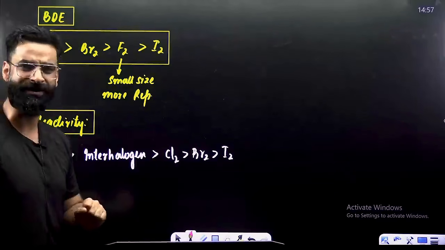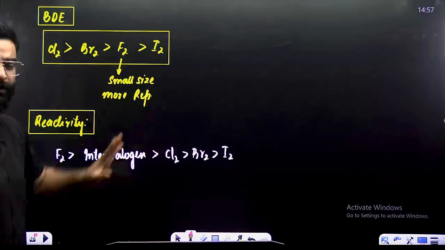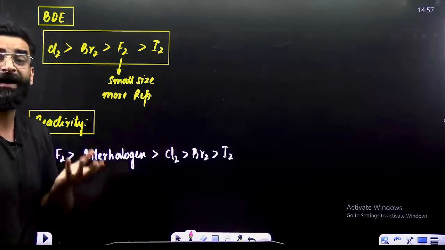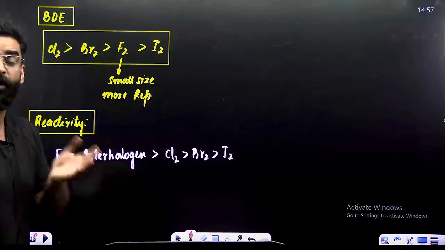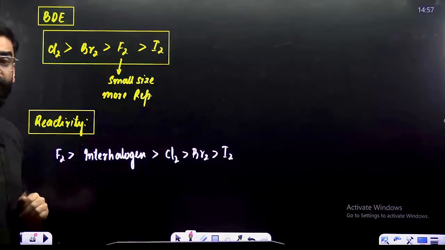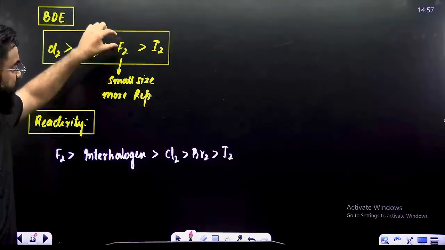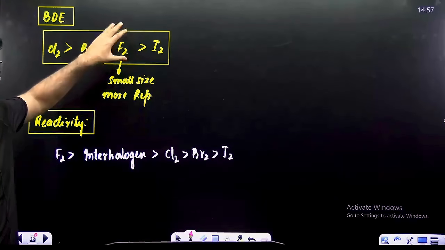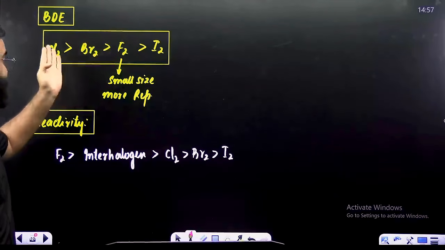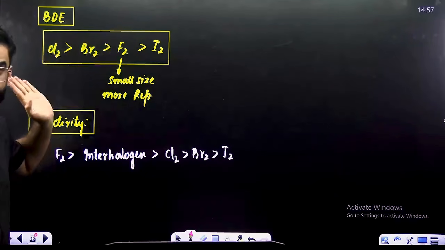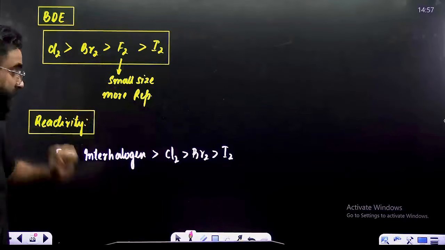Similarly, bond dissociation energy in the case of F2, Cl2, Br2, I2. Generally what should happen? F2 should have maximum bond dissociation energy, followed by Cl2, followed by Br2, followed by I2. Why does F2 come at the third position? Because of the smaller size, repulsions are more, so bond dissociation energy is comparatively less than Cl2 or Br2. It goes to the third position. Remember this particular order as well.